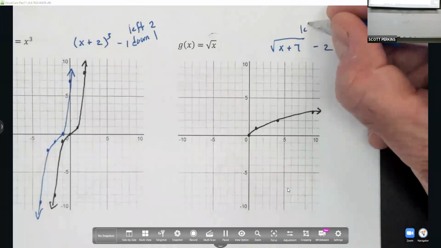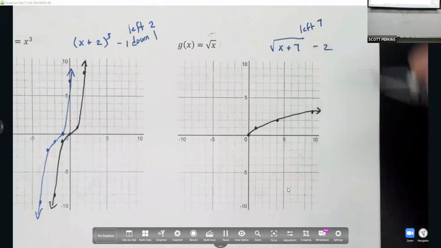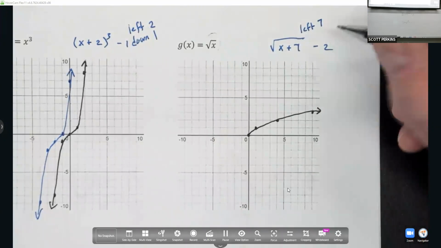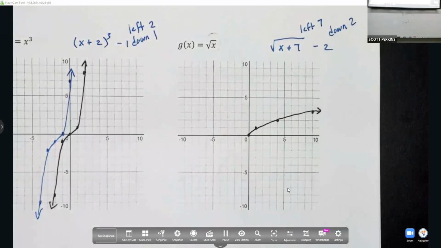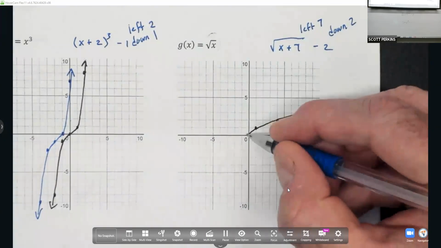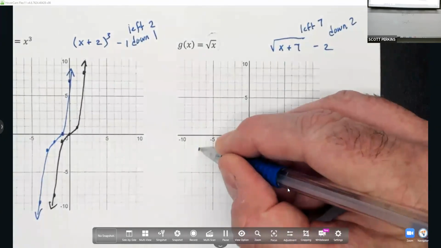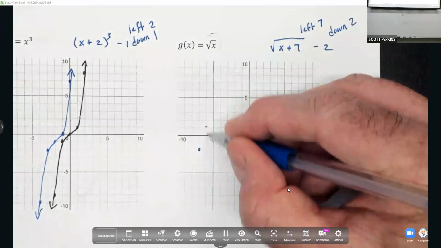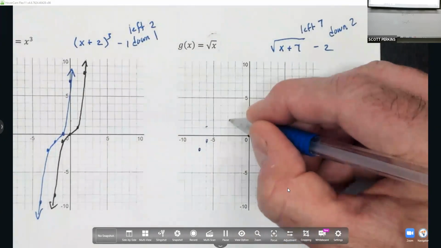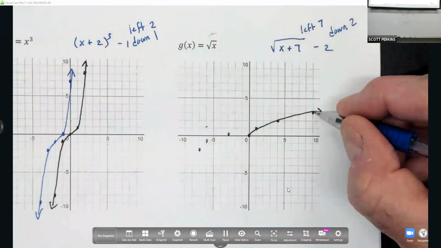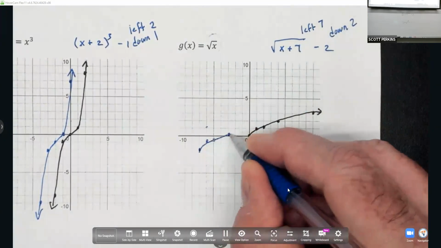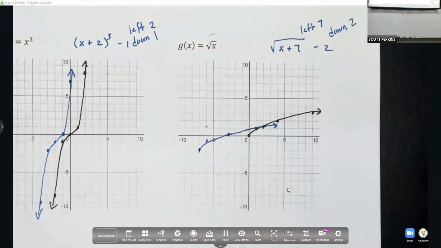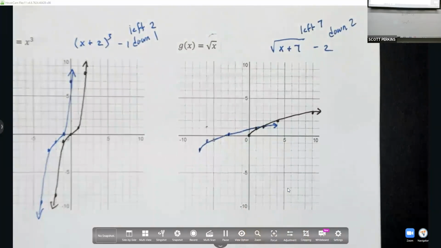Left 7, because it is in there with the square root of x. And then the -2 says to go down 2. So I'm going to take all of those points on my basic graph, and I am going to shift them left 7, down 2. Left 7, down 2, left 7, down 2, and finally, last but not least, left 7, down 2. And once again, you see that my graph's shape is not changed at all, just its location has been changed.